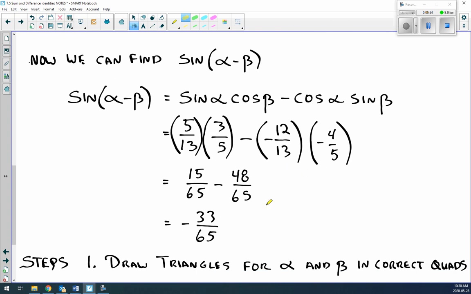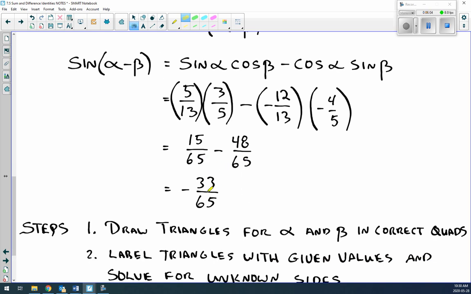Well, what do you do first? Do your multiplication. You know that. BEDMAS is always in play no matter what we do. So we multiply. We get 15 over 65 minus 48 over 65. Hey, common denominators, just subtract.